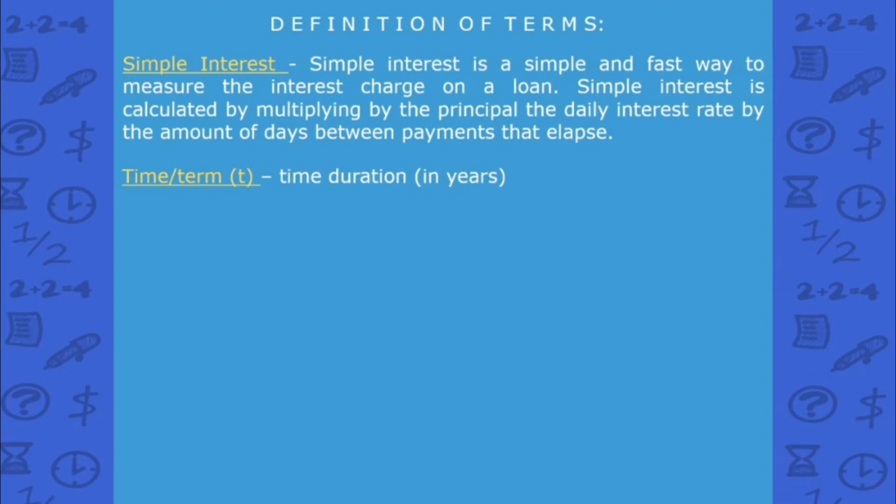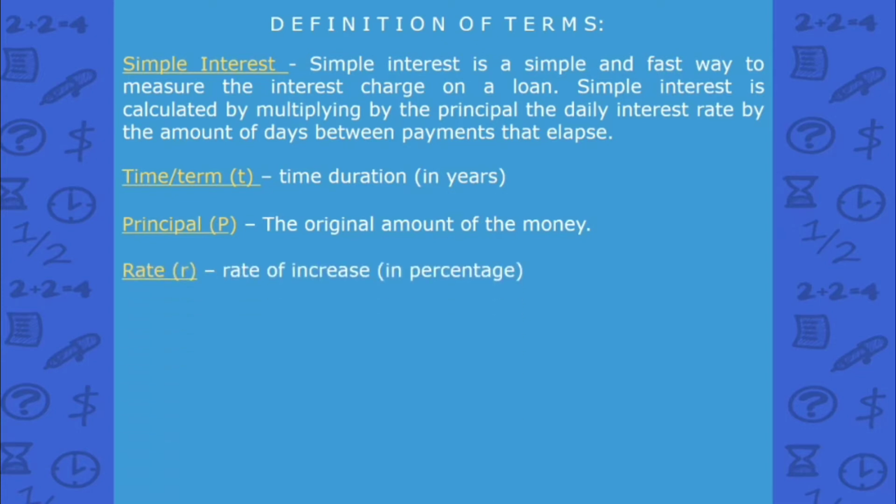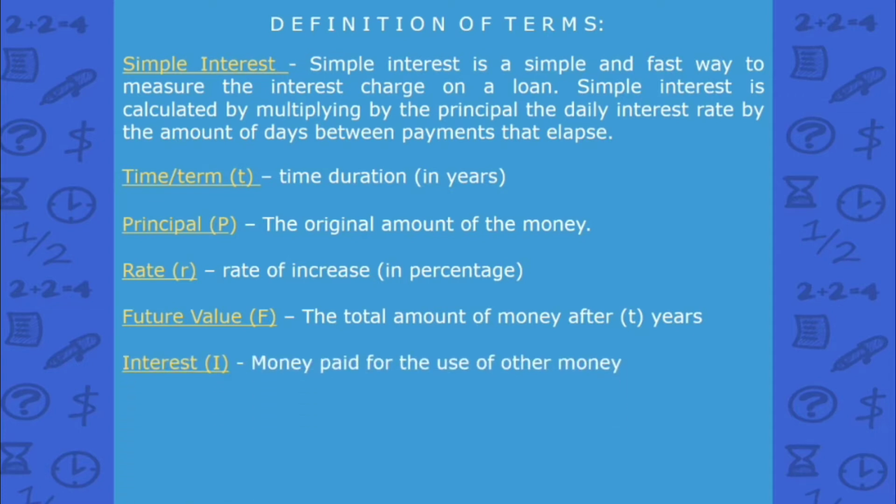This is the time duration in years. Next is the principal amount, which is the original amount of the money. Next is the rate, which is the rate of increase. This is usually portrayed in percentage in problems. Next is the future value, which is the total amount of money after t years. Next is the interest. This is the money paid for the use of other money.